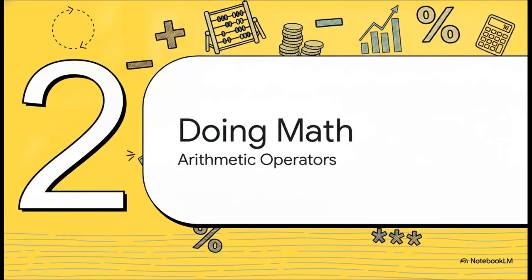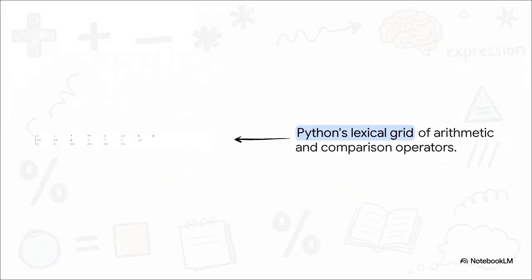Moving on to section 2, doing math. Arithmetic operators. So stepping into some really familiar territory here, we have the actual lexical grid of operator symbols straight from the official Python language reference manual. This basically shows the specific keystrokes Python recognizes to perform actions. Now, do not worry about memorizing all of these right now.